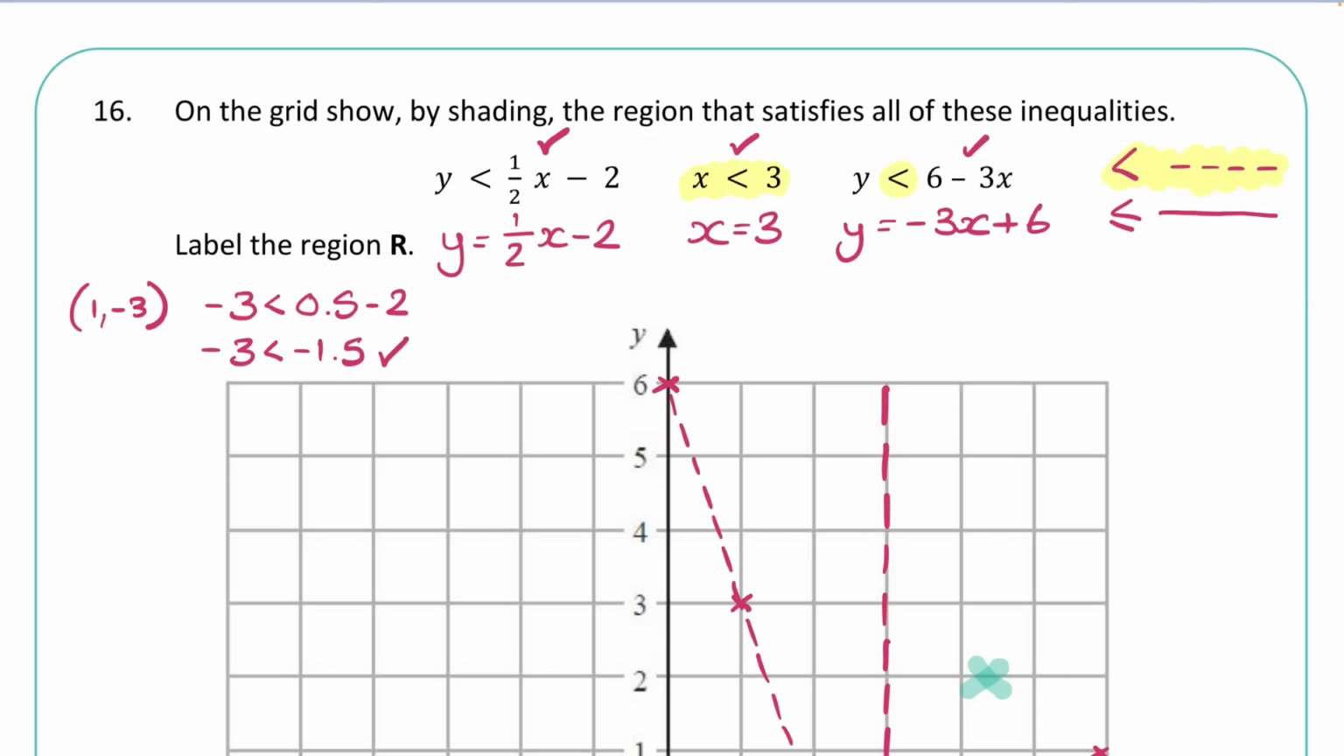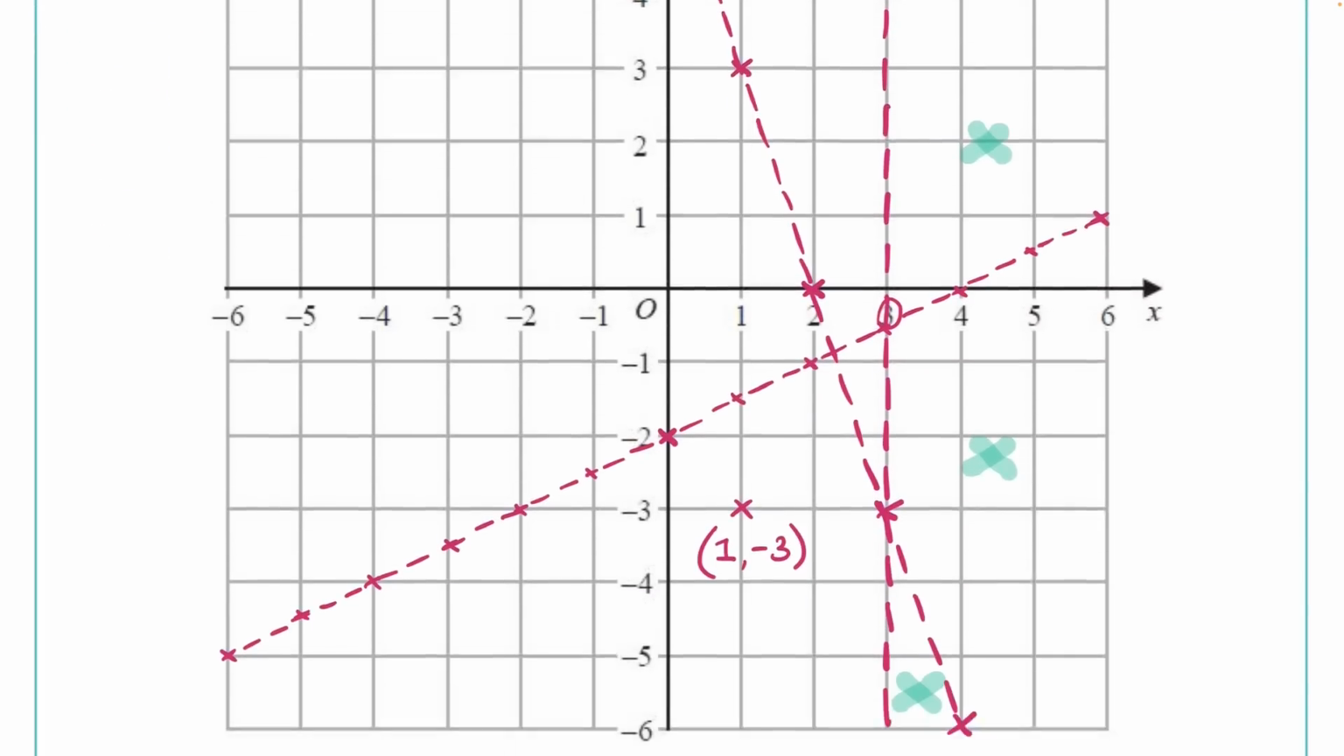And then I can sub it into the last inequality as well. So it's 6 take away 3 lots of x. So negative 3, it says, is less than, in fact, I think we need a little bit more space for that. So we have negative 3 is less than 6 take away 3 lots of x. So x is 1, so 6 take away 3. Negative 3 is less than 3. Yes, it is. So actually, by luck, because I didn't know that that was the region there, I've actually got that region straight away.